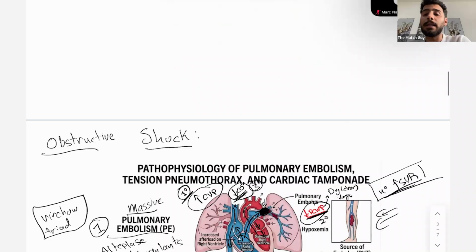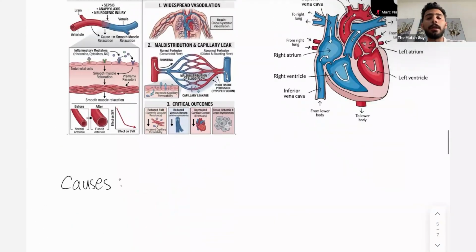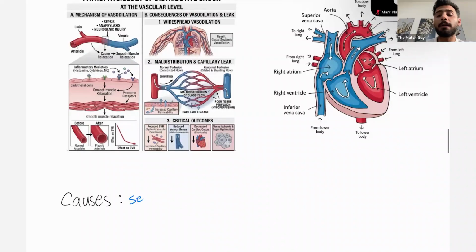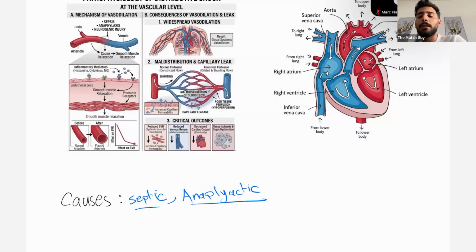And the two main causes that you need to know for Step 1 are septic shock or septic causes and anaphylactic shock. Now, there are some other causes, but they are minor and not high yield, like neurogenic shock. Sometimes we have what we call a hormonal shock or an adrenal crisis, also not really high yield, and myxedema shock, where you have very low levels of the thyroid hormones. But these two, the septic and the anaphylactic shock, are the most commonly tested and the most high yield types of distributive shock.